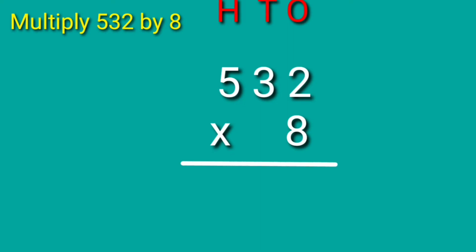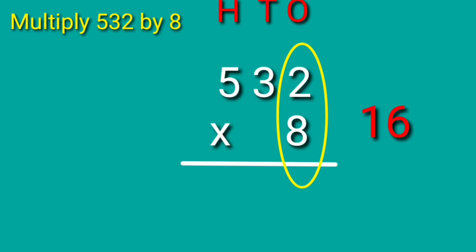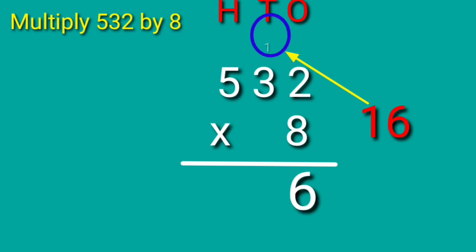Multiply 532 by 8. First, let us arrange these numbers according to their place value and we need to put a multiplication symbol. Okay, let us start. Multiply 8 by 2. Here we need to recall the multiplication table of 8 or 2. 8 twos are 16. We already learned the ones place can have only one digit. Let us write the 6 in the ones place. Here this 1 is carry over. It goes to the tens place.